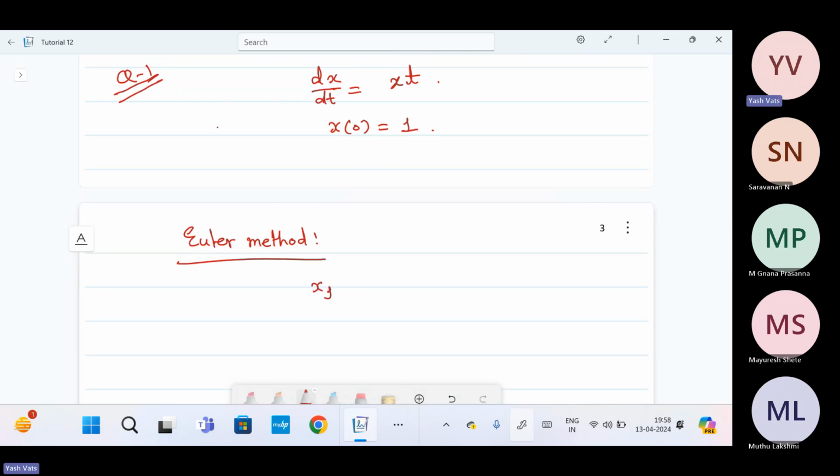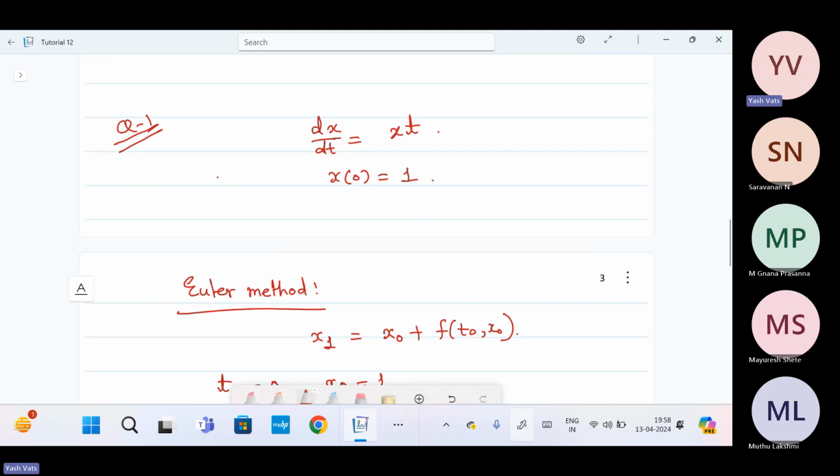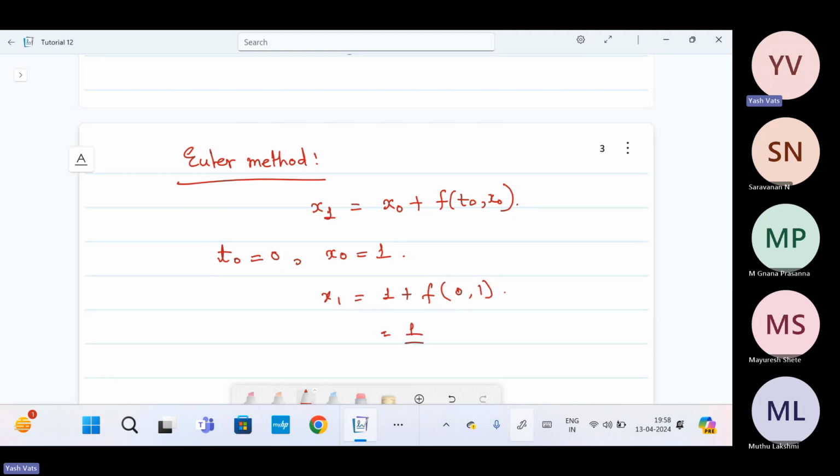So what is the difference equation? X1 is equal to x naught plus f of t naught, x naught, right? And what is t naught here? T naught is 0 and x naught is 1. So x1 is 1 plus f of 0, 1. And this is f of x, t. What is f of 0, 1? This is 0. So x1 is 1, right?